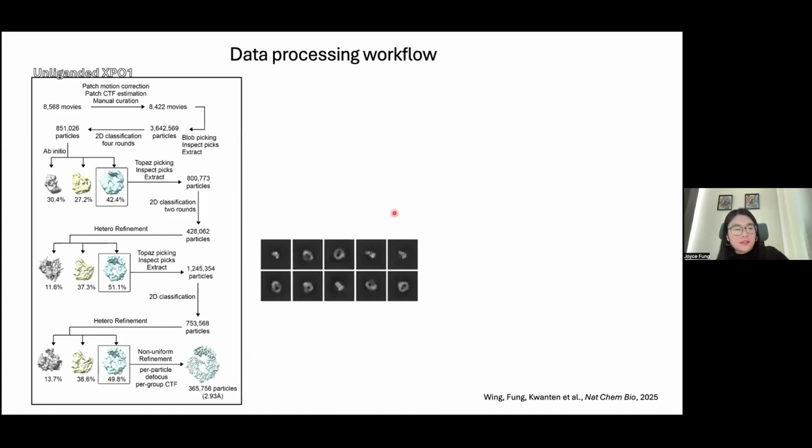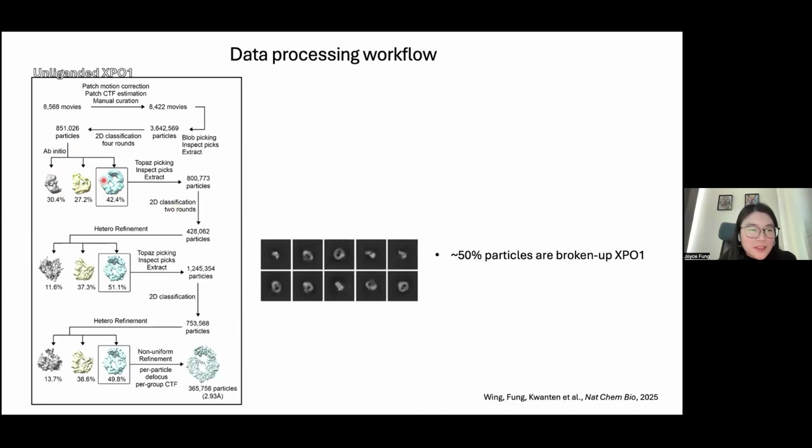So the data processing is nothing out of standard procedures. This was the first data set that I did in CryoSPARC for this project. There were 8,000 movies collected. I did blob picking, and then I did 2D classification and ab initio. And the striking thing here is that about 50% of the particles look like broken up particles.